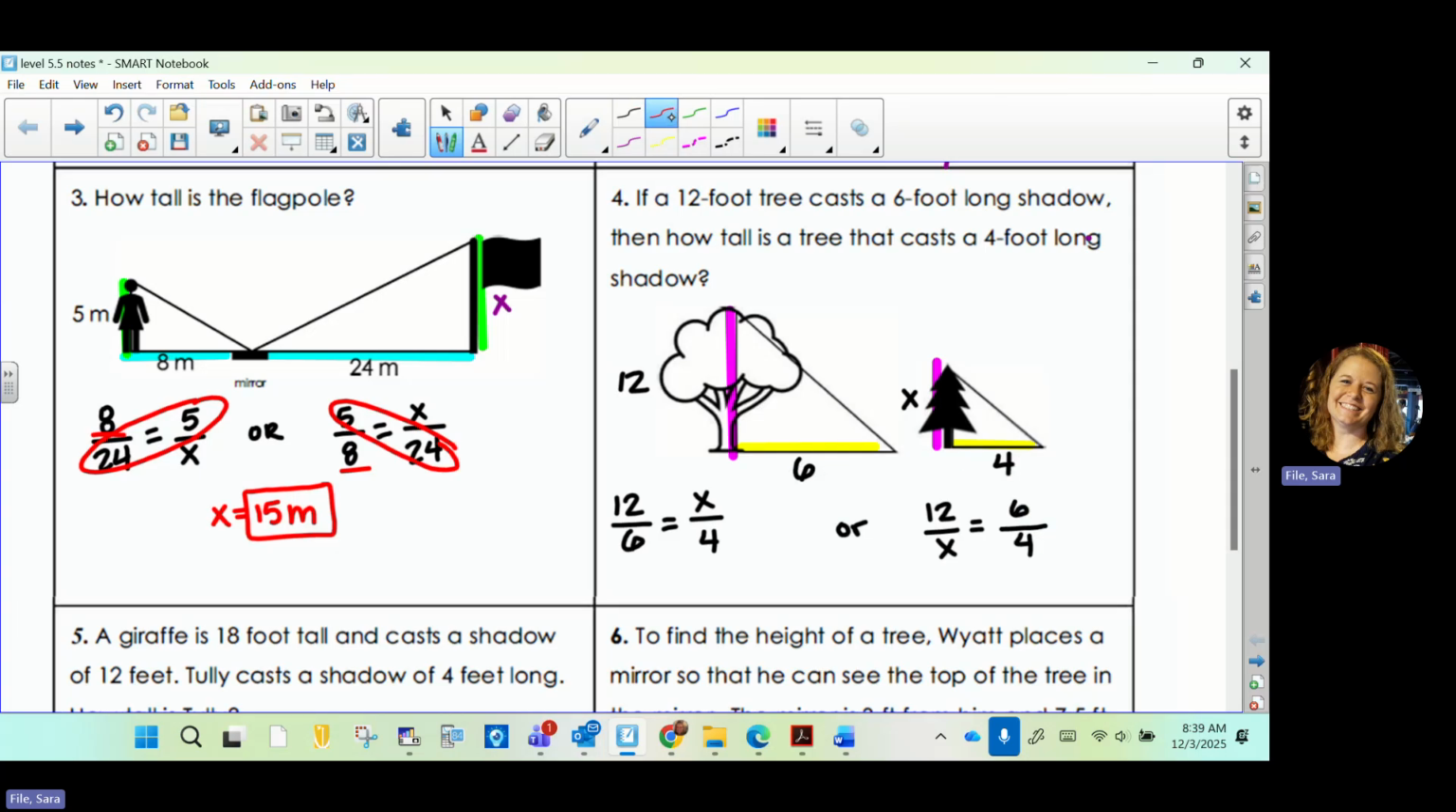So either way that you set it up, you're multiplying 12 times 4 and then dividing by 6. So 12 times 4 divided by 6 is 8. So the height of that smaller tree is 8. And this was also measured in feet. Stop that video here.